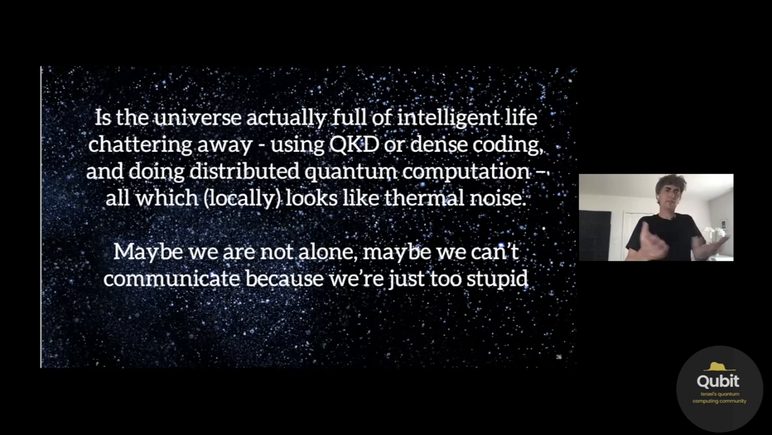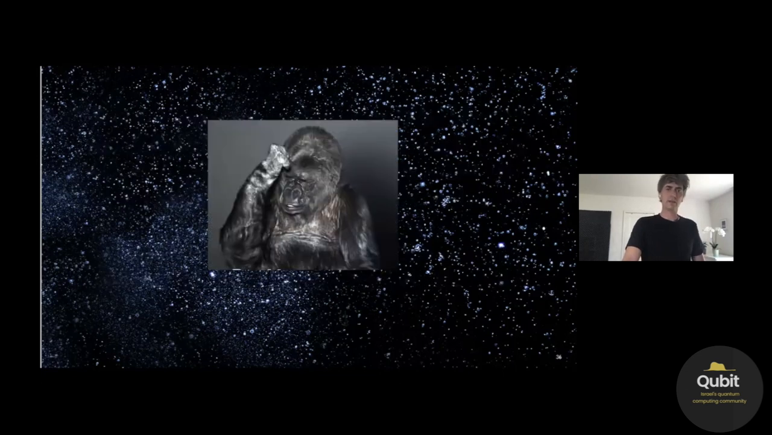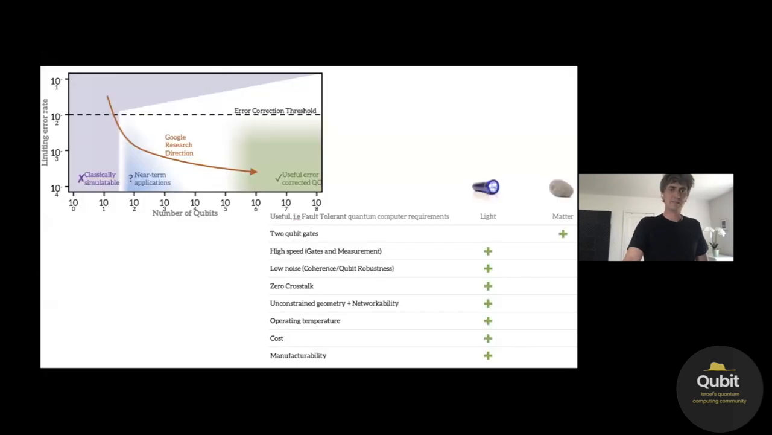And yet everything would still look like local noise, a bit like in that quantum computation. In fact, they could all be running distributed quantum computations. And, you know, the only thing stopping us is that we're just too dumb to work out where the nodes of the network are and how to manipulate whatever the particular best modes are. So that's the crazy idea. Maybe we can't communicate because we're too stupid, which Coco the gorilla would definitely agree with. This is Coco signing 'man stupid', which I think is one of the best signs of any species.